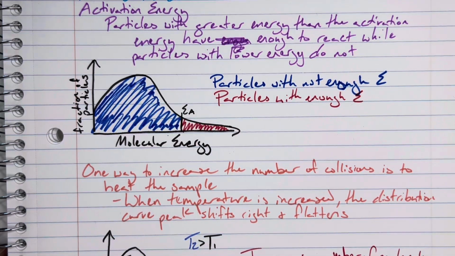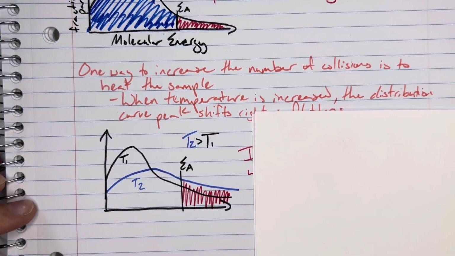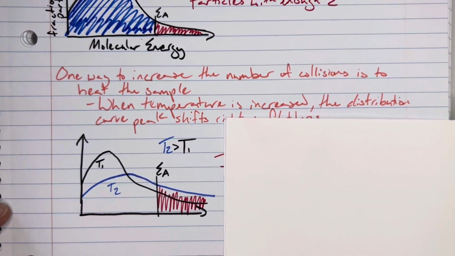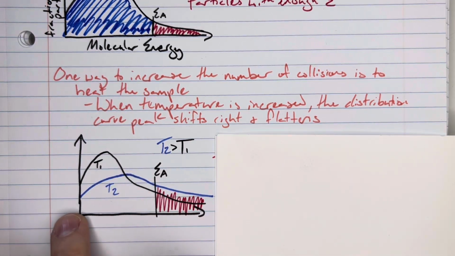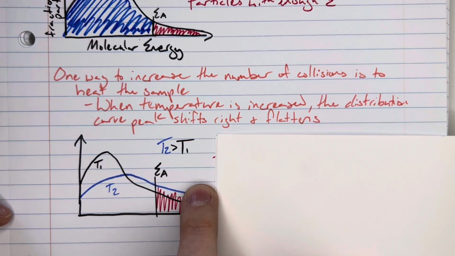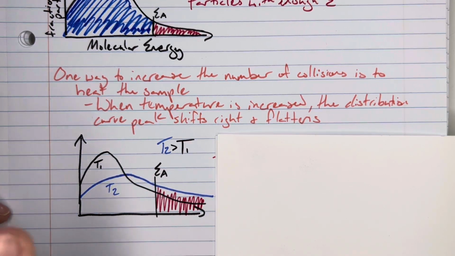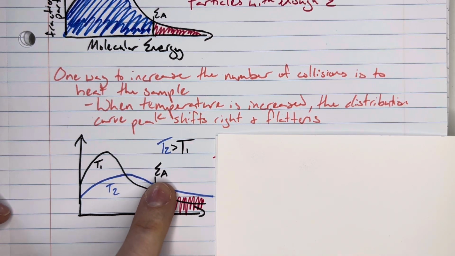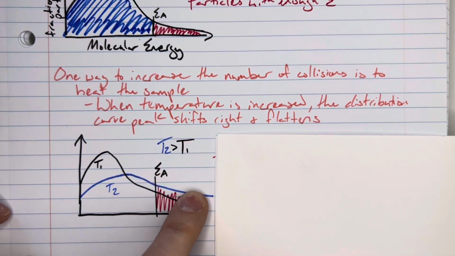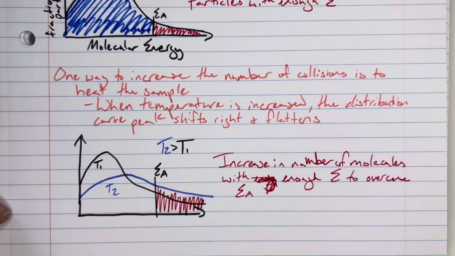So what this could potentially look like is this, where we have our curve here. We have our initial temperature and then our increased temperature, and our peak shifted to the right, but our overall peak also flattened out. And then we can see that we have a greater number of overall molecules that have enough energy in order to react.